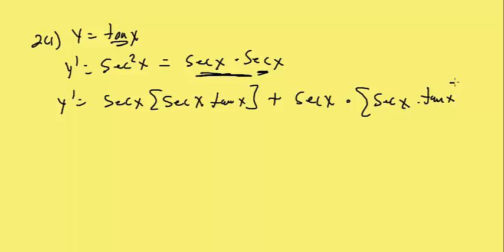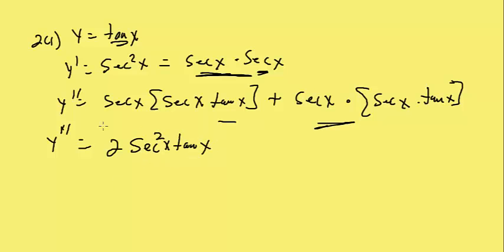Well, it looks like I have two of these, both the same, so I can just write this as my y double prime. Y double prime is equal to 2 secant of x, secant squared x, tan x. And that's it.